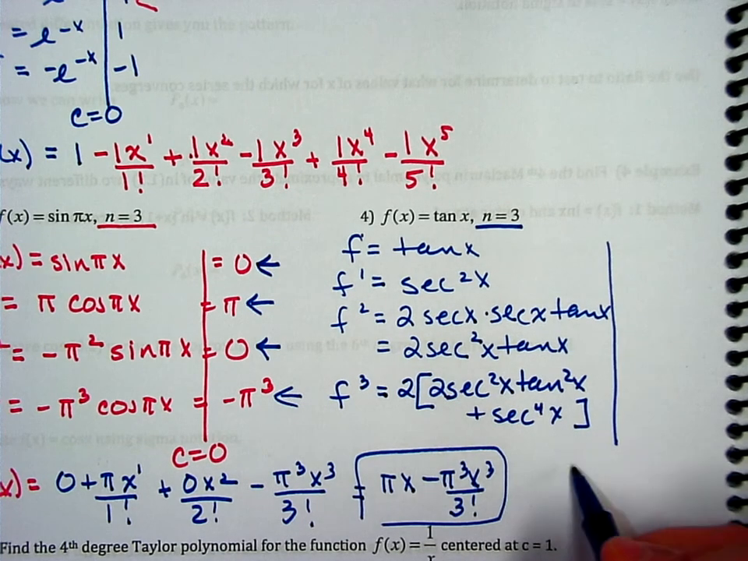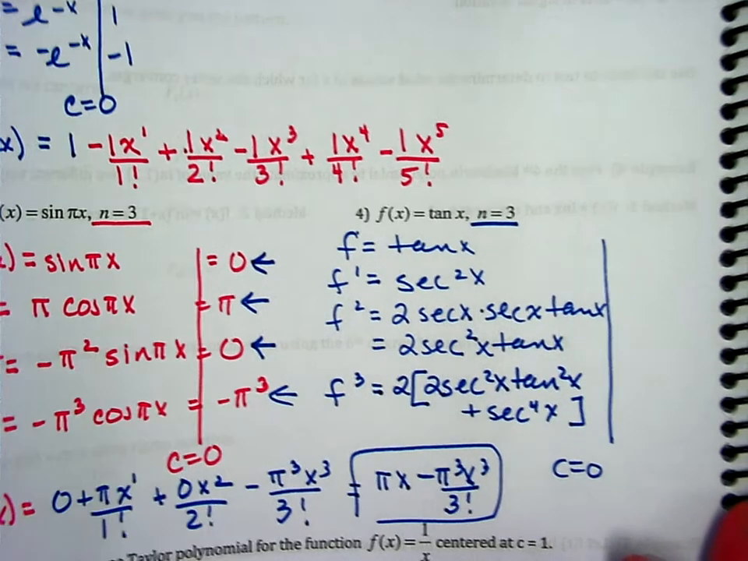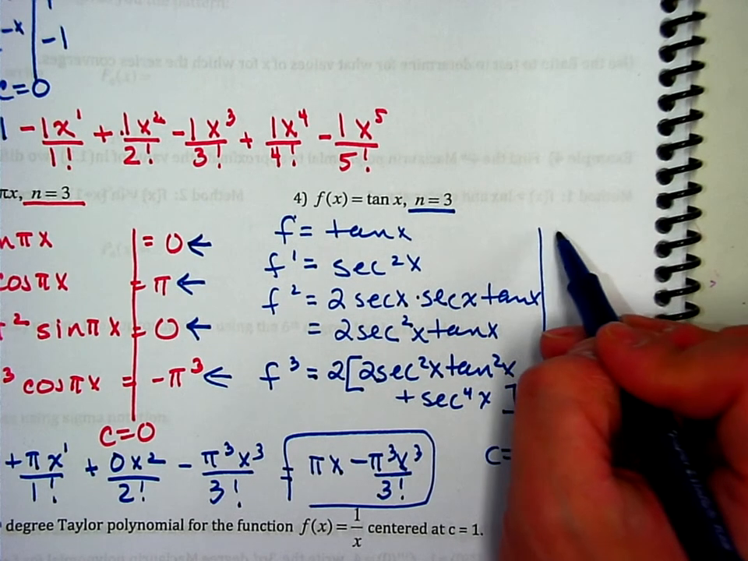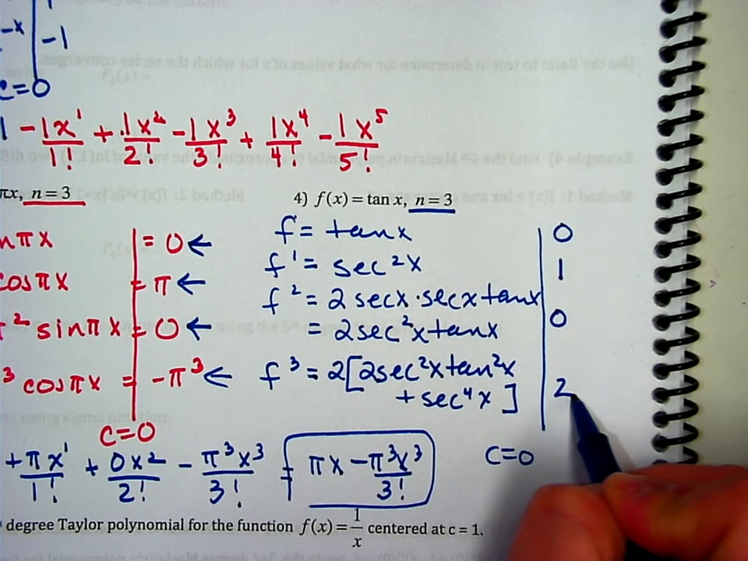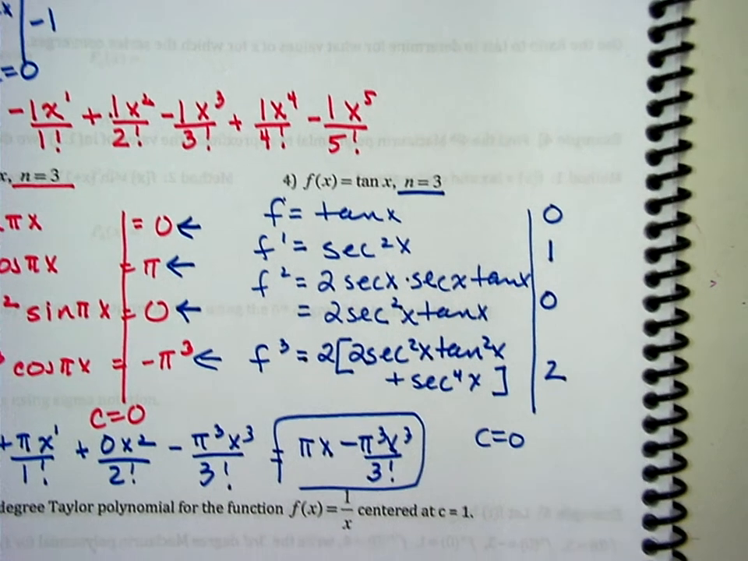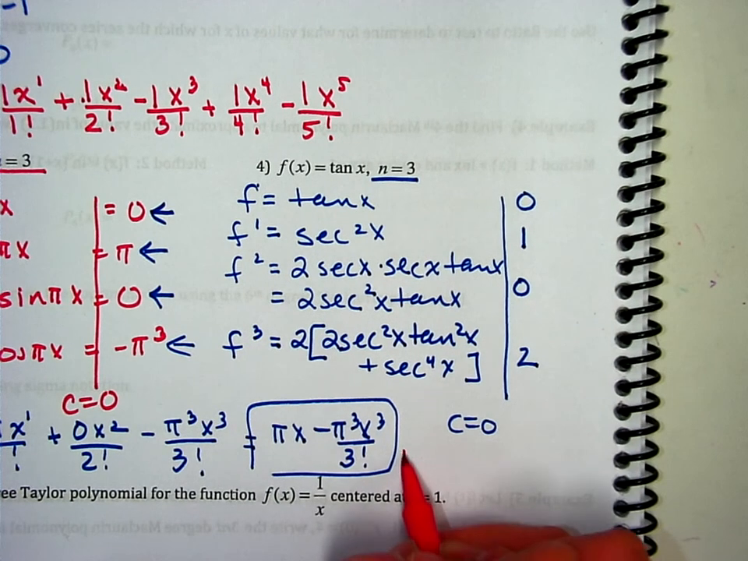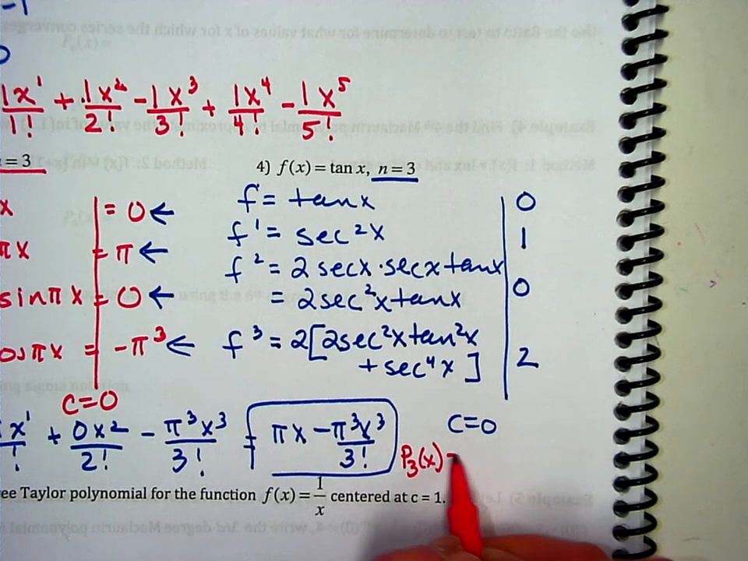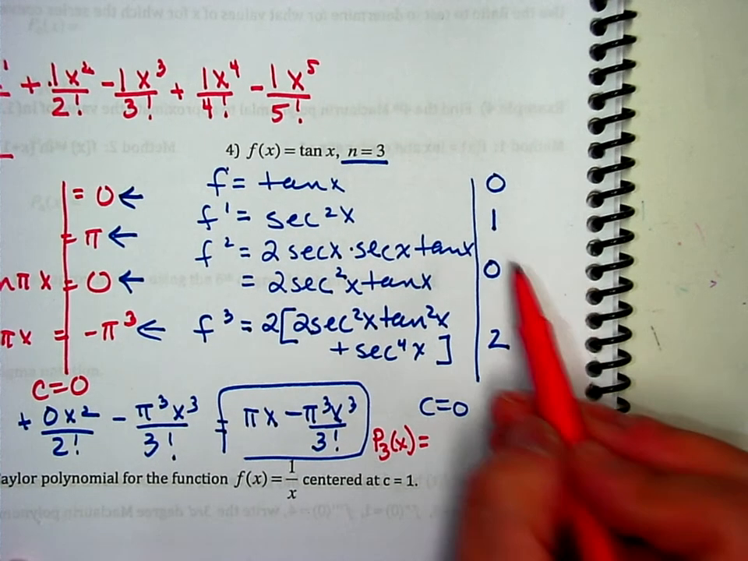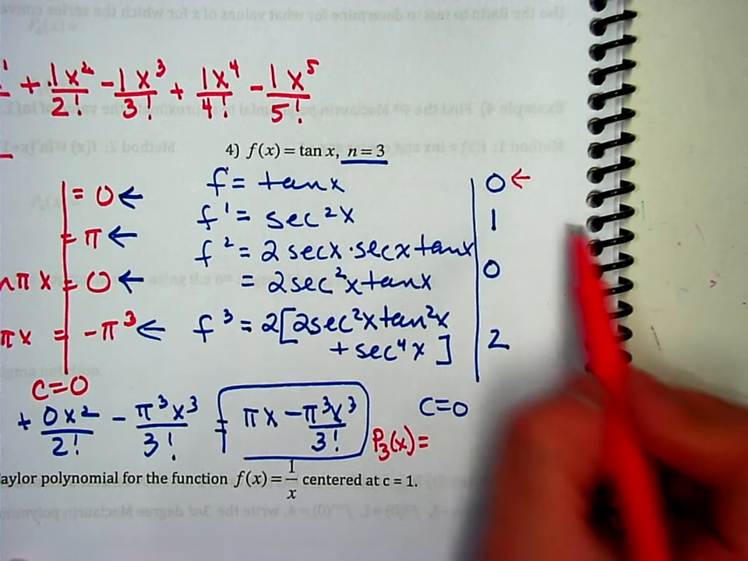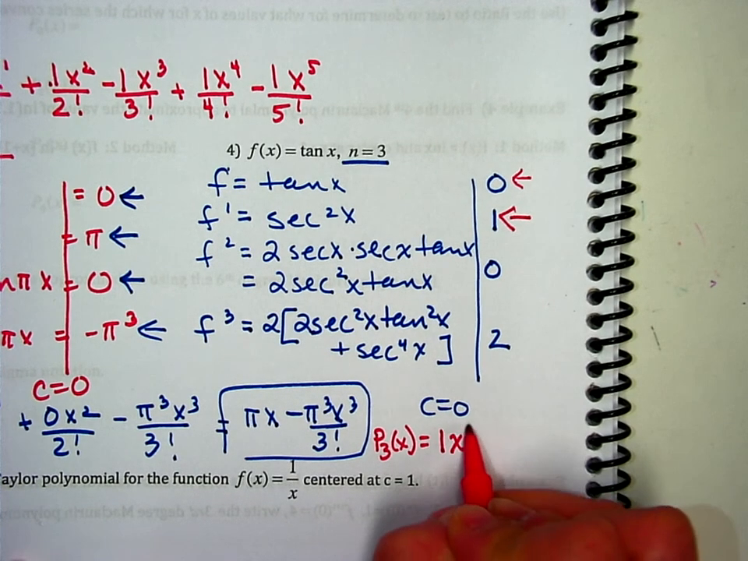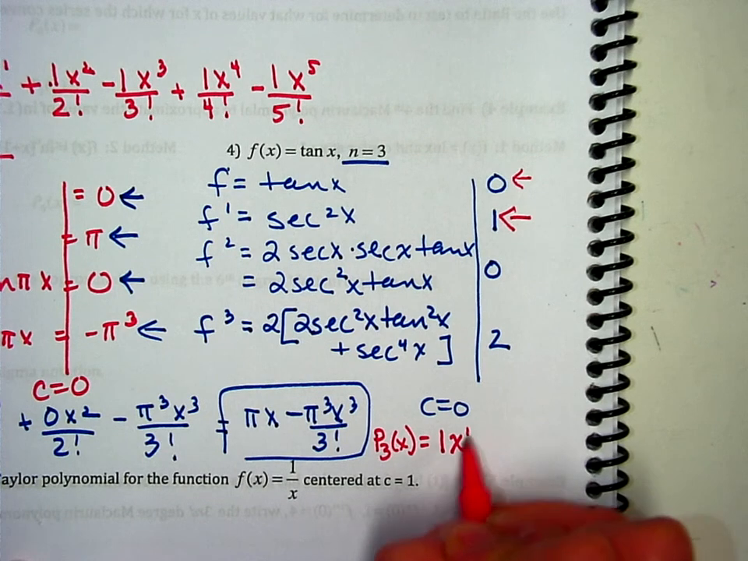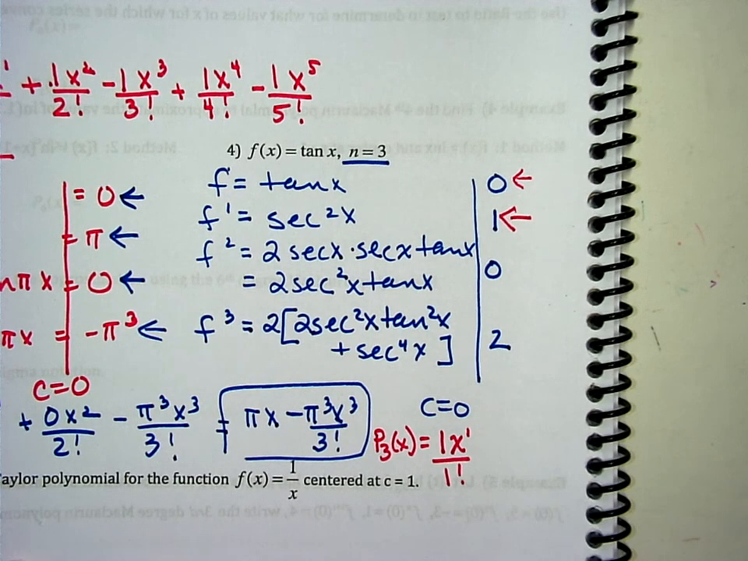Again, I am centered at 0, so I'm going to plug in 0 for all of these values, and then this is going to give me 0, this is 1, this is 0, this is 2. So, again, I'm going to come up with the 3rd degree, and this time I'm not going to write the terms that are 0. So my first term is 0, I'm not going to write that. This is my first derivative. So first derivative times x to the first over 1 factorial. Again, you don't have to write the 1 factorial or the power of 1.